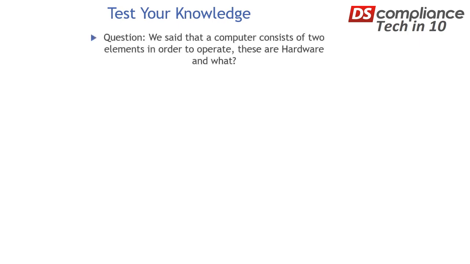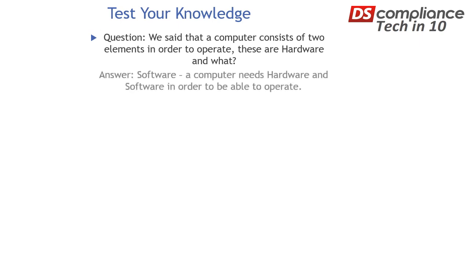Question 1. We said that a computer consists of two elements in order to operate. These are hardware and what? The answer is software. A computer needs hardware and software in order to be able to operate.